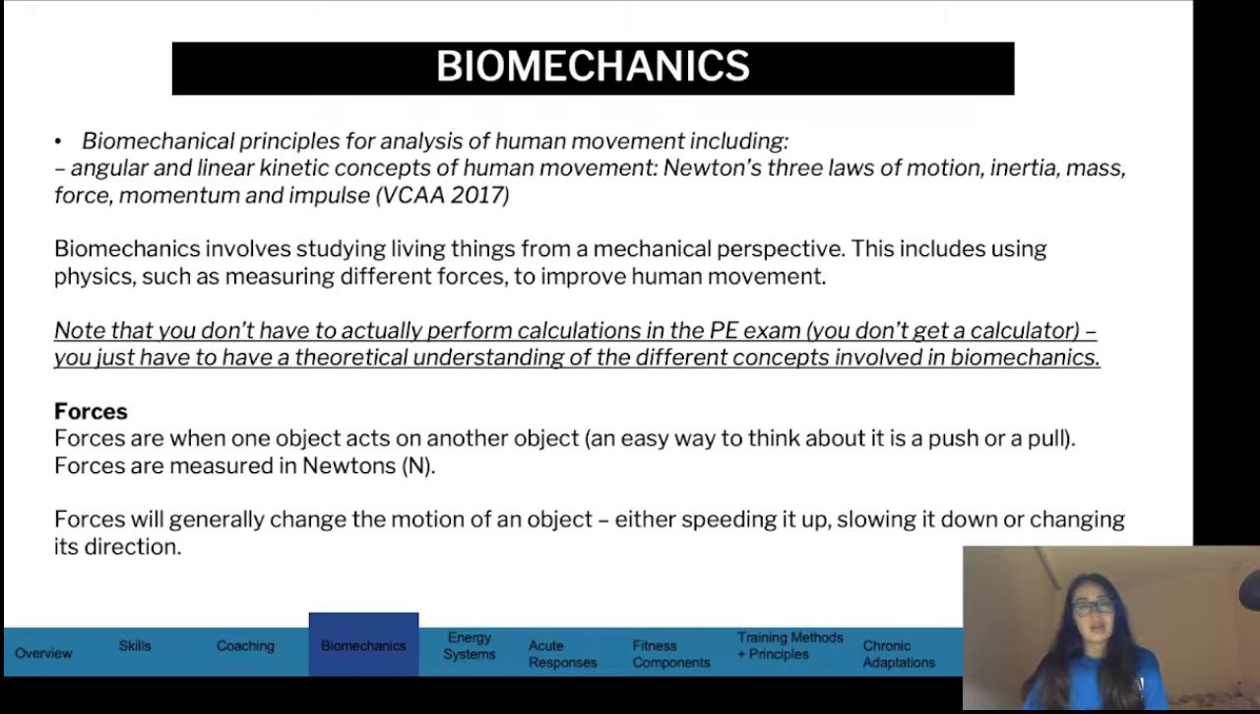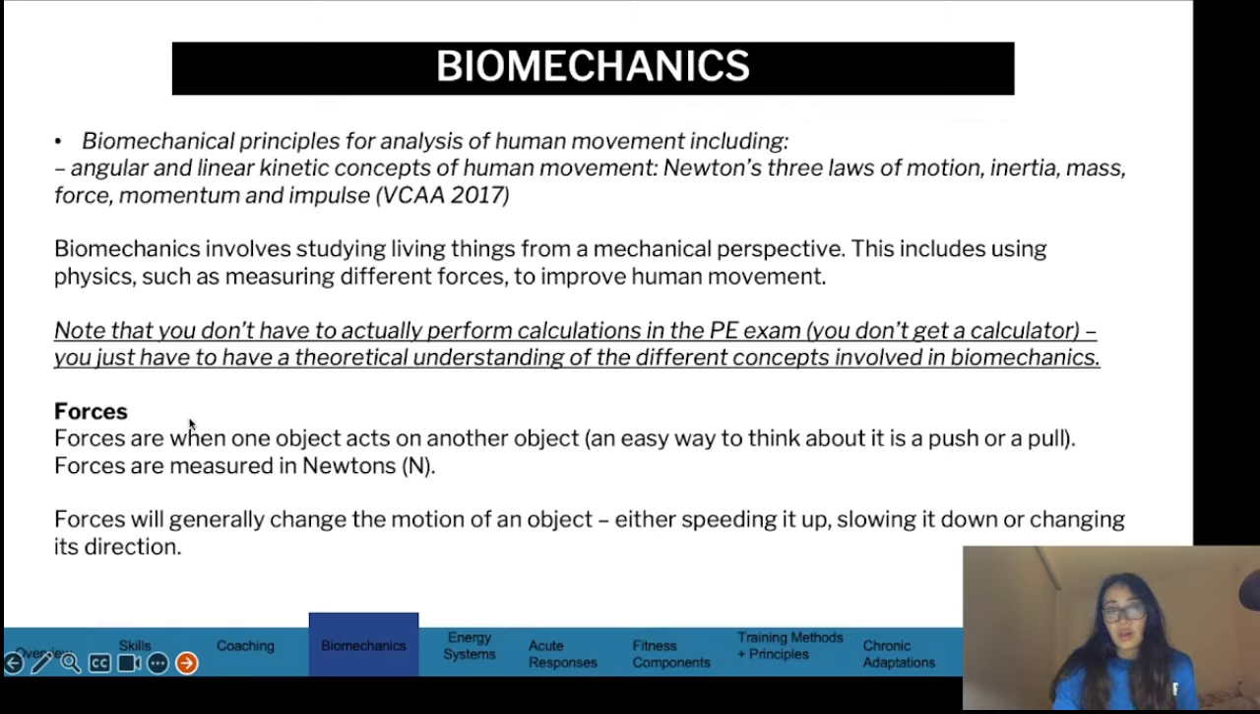Okay, biomechanics, heavy topic. I don't know anyone who enjoys it, but hopefully you can change your view on it and see that it's quite predictable in the exam. You don't have to do any real calculations in the exam, because you don't get a calculator, but you do have to think through some small calculations, and you need a strong theoretical understanding of these biomechanic concepts.